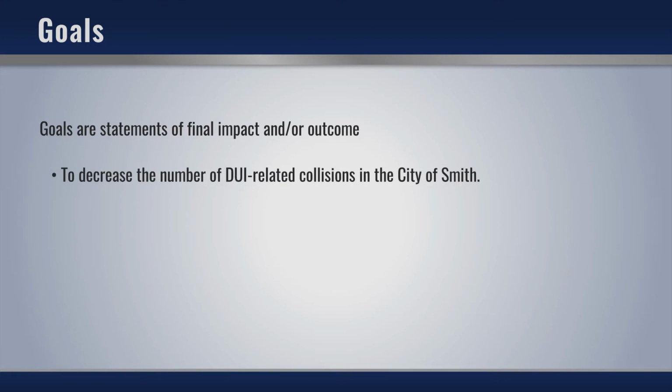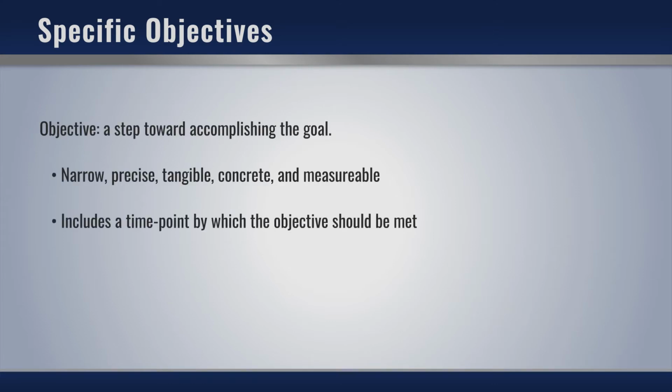For example, an appropriate project goal would be to decrease the number of DUI-related collisions in the city of Smith. Specific objectives are steps toward accomplishing the goal. Specific objectives should be narrow, precise, tangible, concrete, and measurable. They should also include a time point by which the objective should be met.